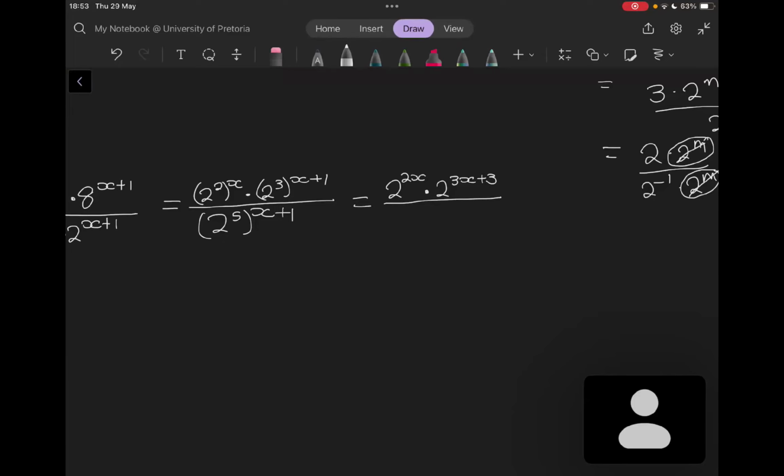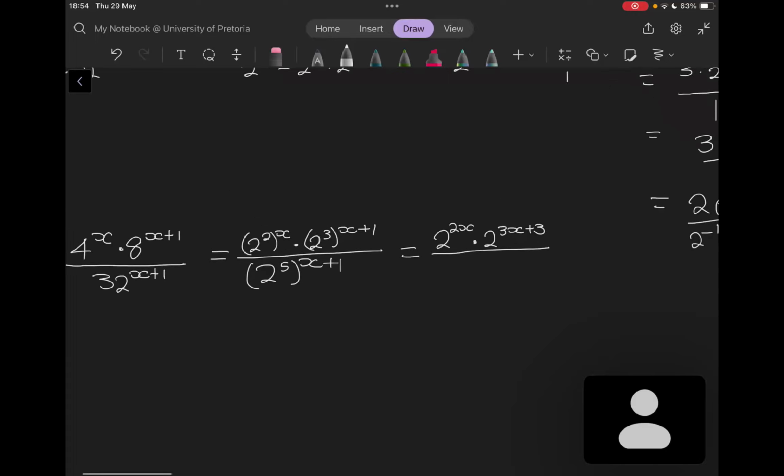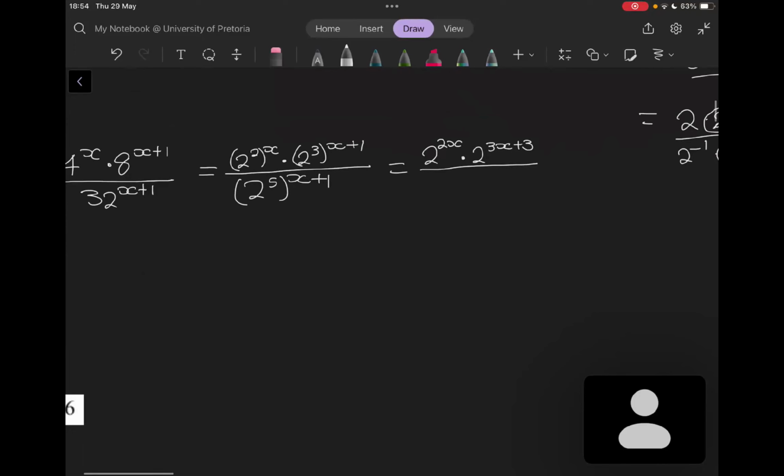Now, let's deal with the denominator. Like I explained with the numerator, where we have 2 to the power of 3 to the power of x plus 1, in this case our 5 is distributed into the x plus 1. We then end up with 2 to the power of 5x plus 5.